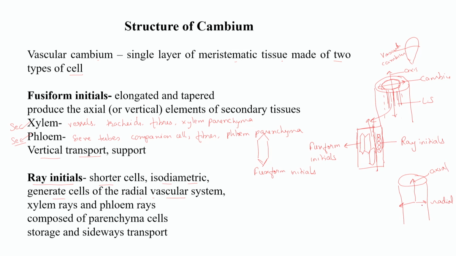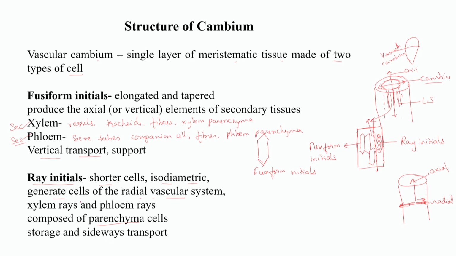For axial transport, all the components of the xylem and phloem take part, and they are generated by fusiform initials. Then for radial transport, ray initials will be generated. These ray cells will also be produced from the cambium through periclinal division, but they will be oriented in a radial pattern and transport substances in the radial direction. They are made up of parenchyma cells because they are thin walled, and parenchymatous cells are always thin walled, not highly lignified.